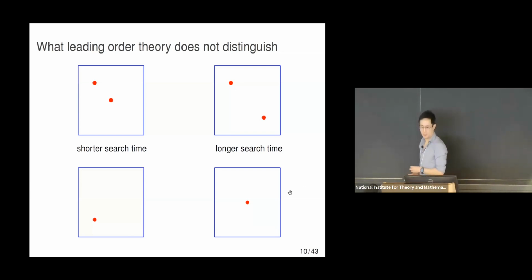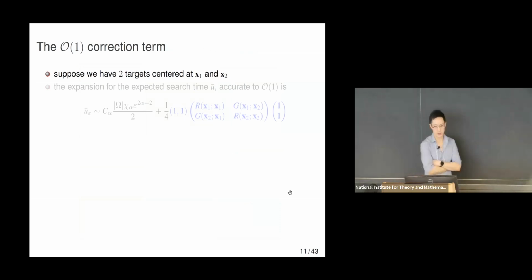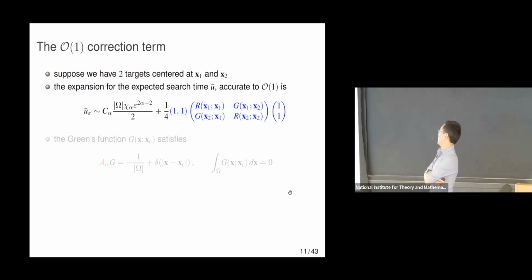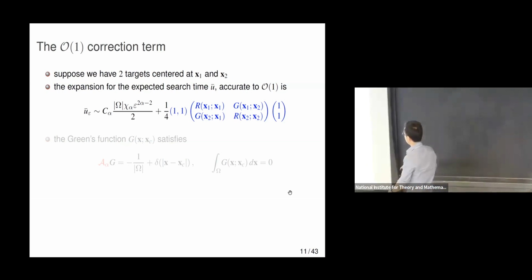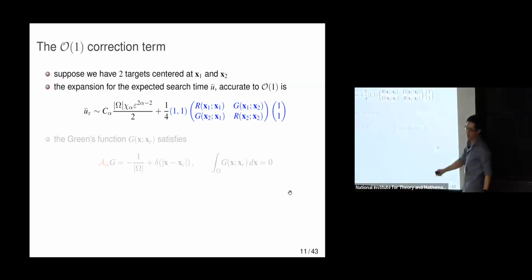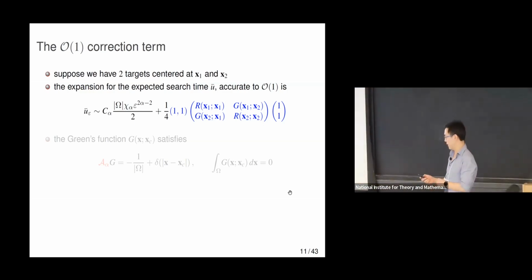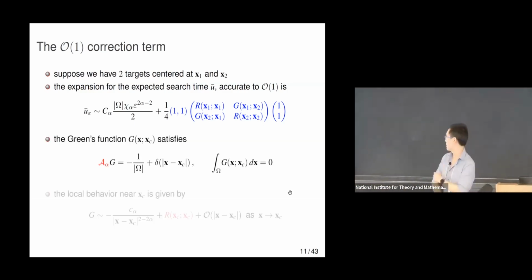Okay, so here's the order one correction term that takes into account target locations. Suppose that we have two targets, and the leading order term is still there, and the order one correction term is this stuff here. It's essentially a sum of all the entries in that matrix. So what is this G? What is this R? Well, it's the Green's function that Daniel alluded to. It satisfies this equation here.